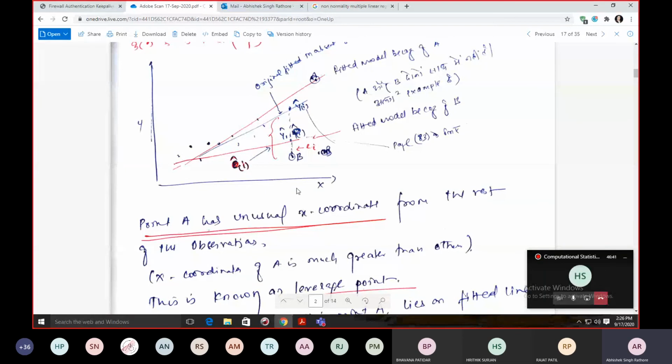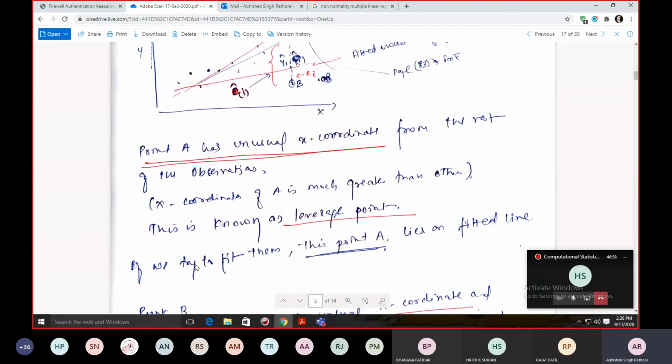So what is the leverage point? If we have an unusual x coordinate here, this is my unusual x coordinate compared to the rest of the points. So we can say that this A is a leverage point for our data, because the x coordinate of this particular A is much greater than the other x coordinates of your data. Fine. So if you have outliers in the x direction, we can say that this is your leverage point.